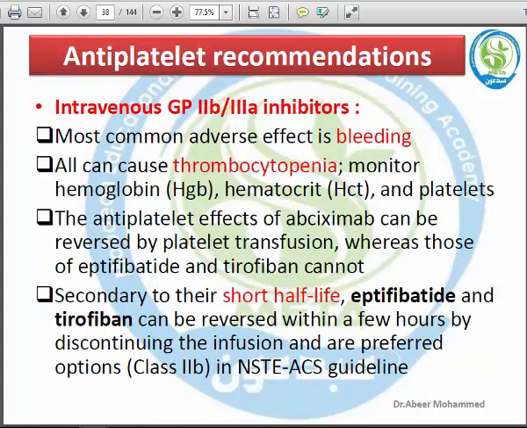Okay. The most common adverse effect of glycoprotein 2B3A inhibitors is bleeding. Also, it can cause thrombocytopenia. That means we should monitor hemoglobin, hematocrit, and platelets. If bleeding occurs and we have to reverse it, the antidote for abciximab is to give the patient platelets. But with eptifibatide and tirofiban, platelets will not do anything for that patient.